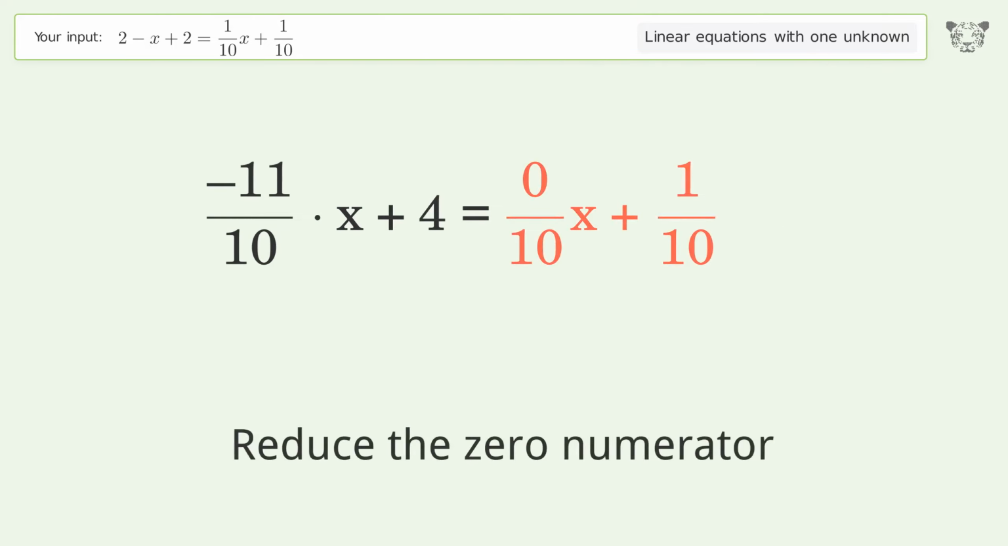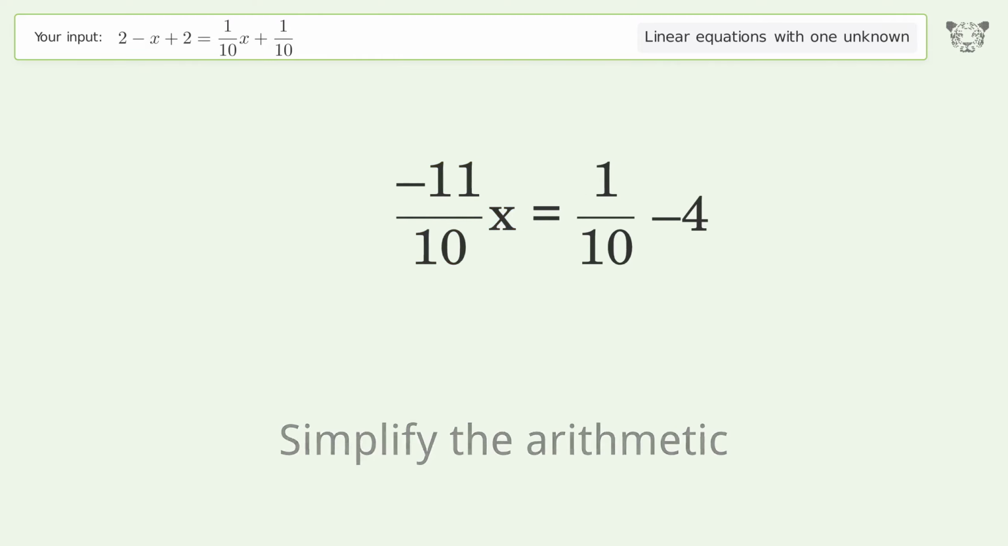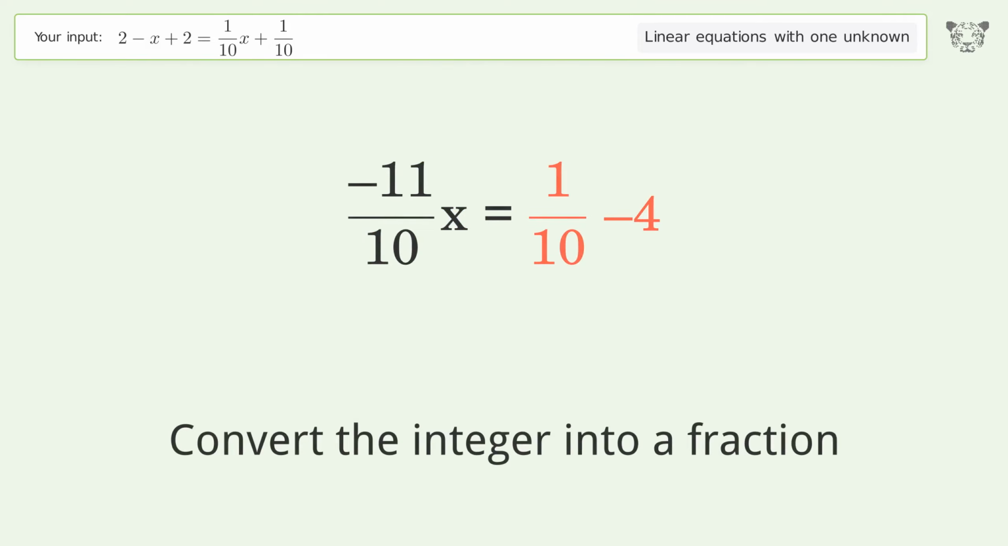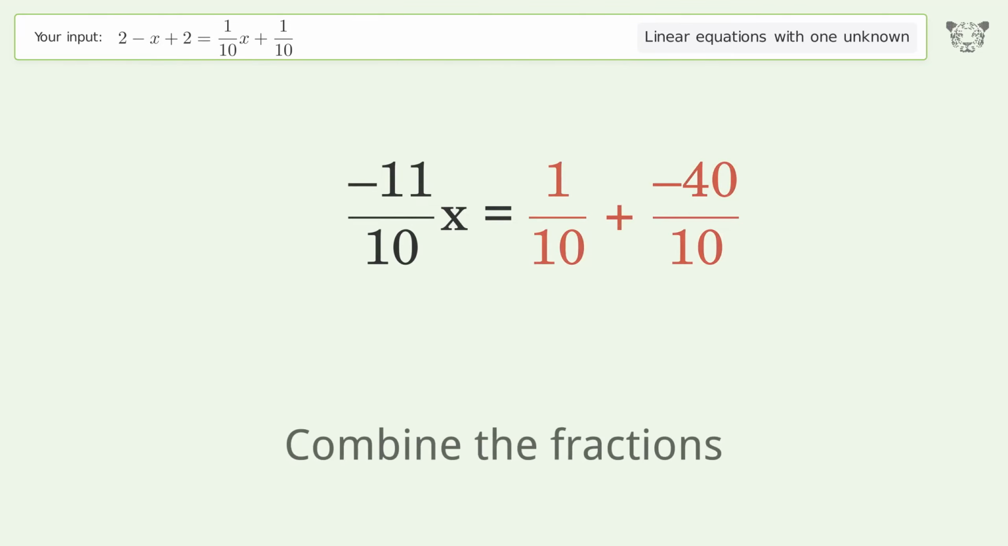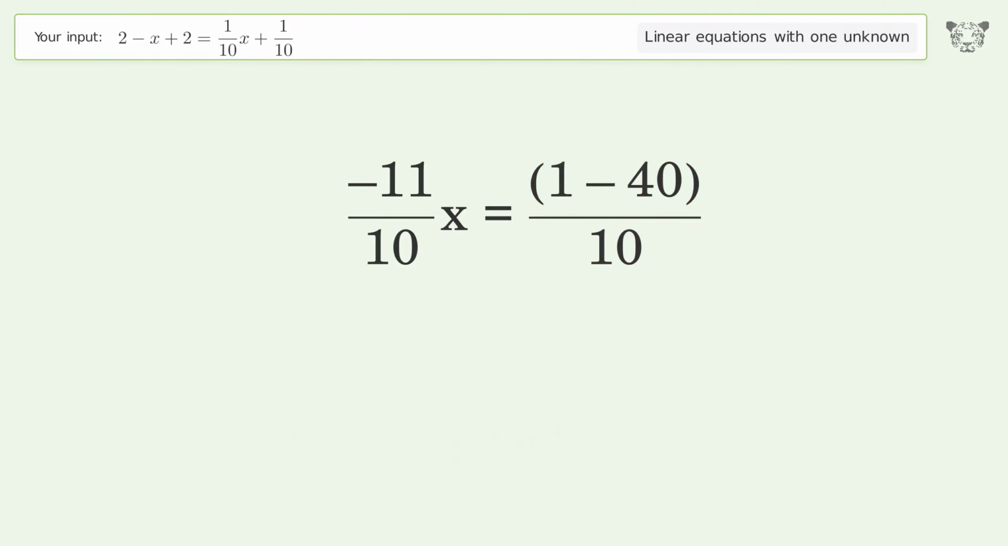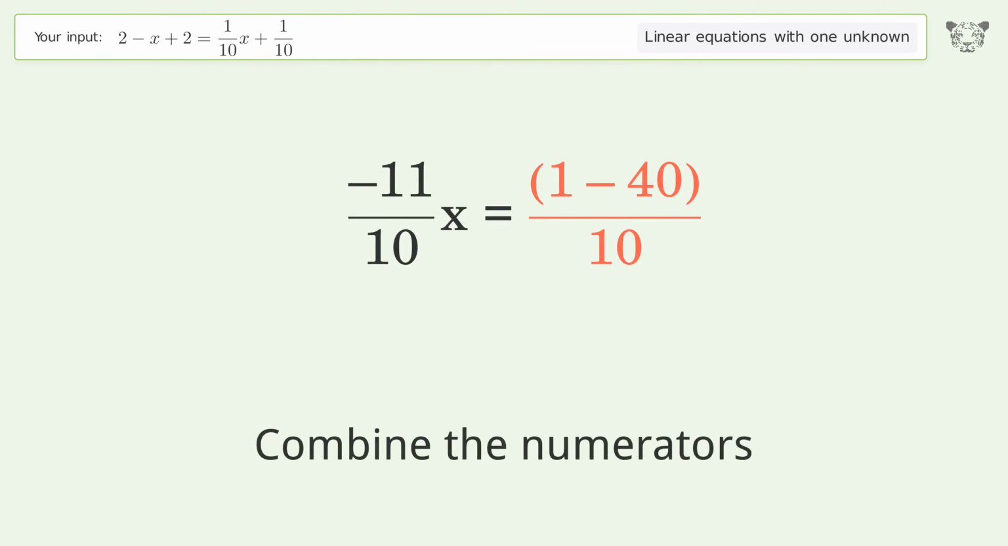Group all constants on the right side of the equation. Subtract 4 from both sides. Simplify the arithmetic. Convert the integer into a fraction. Combine the fractions. Combine the numerators.